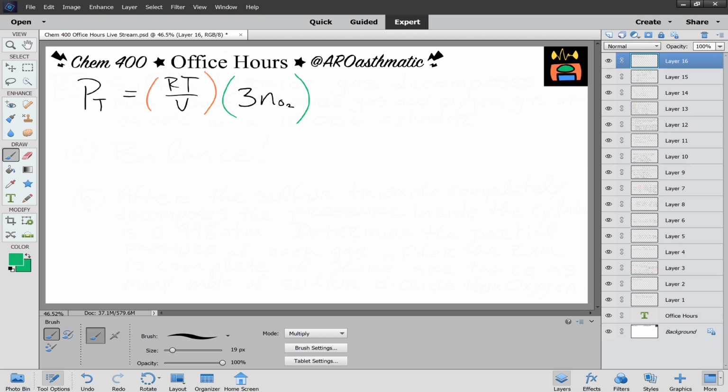We did all this because when you look at our given information, we have total pressure. We know R, it's always constant. We're given temperature and volume, so we can solve for moles of O2.